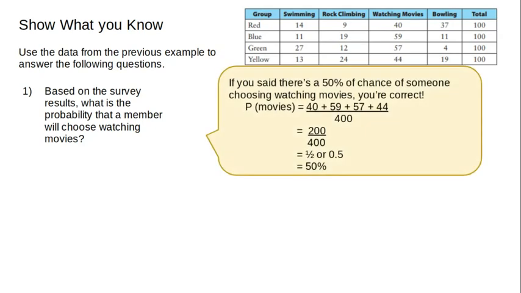If you said there's a 50% chance of someone choosing watching movies, you're correct. The probability of watching movies is the total number of people that selected watching movies divided by 400, which is 1/2 or 50%.